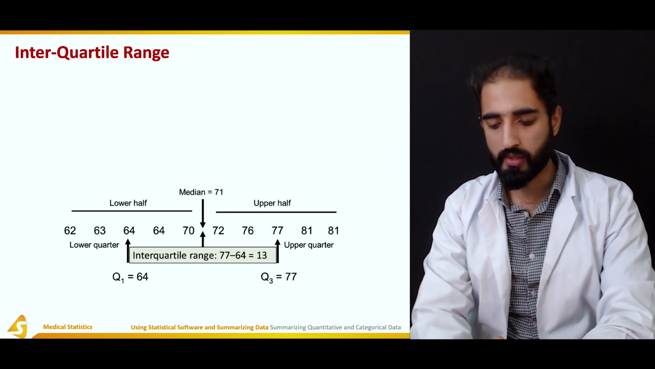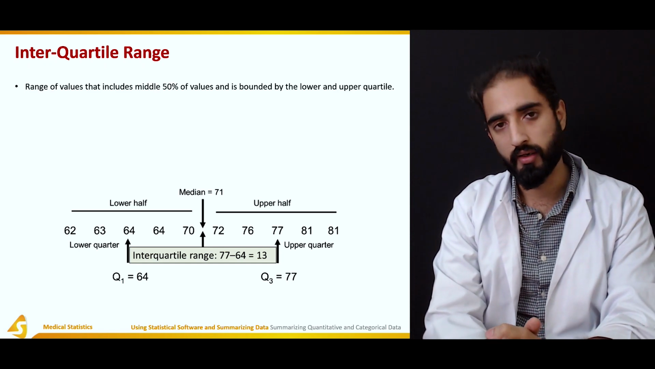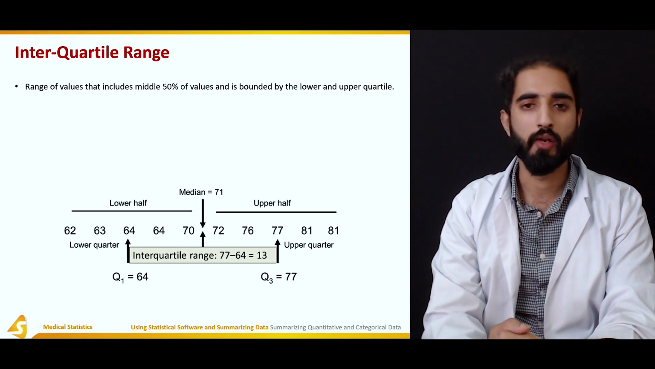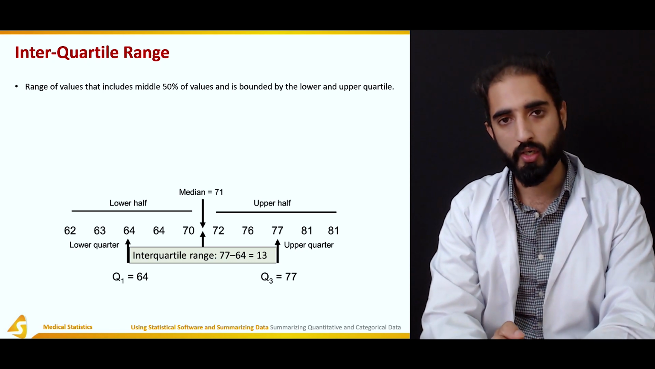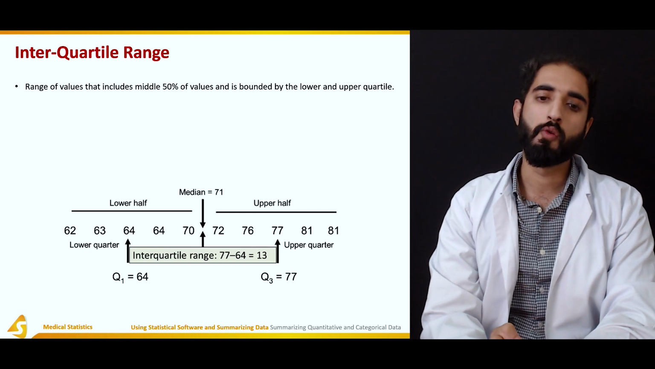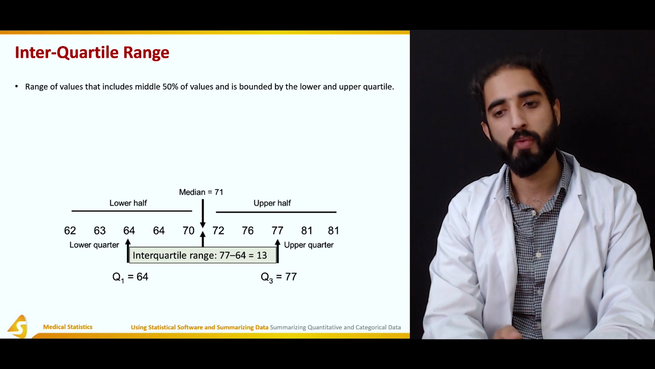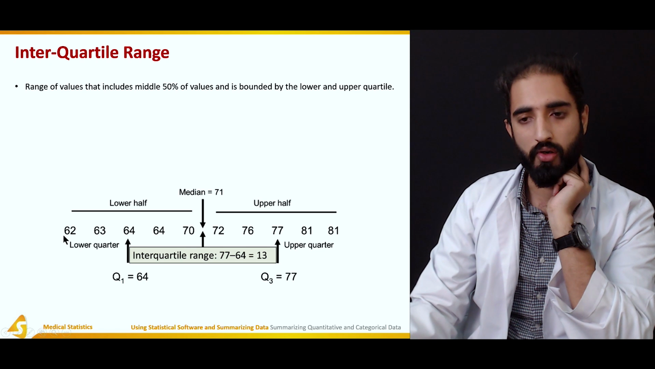Now, the interquartile range is also a measure of variability, which is usually reported when we are dealing with non-parametric analysis, and we are dealing with skewed distribution and abnormal distribution of data, and it is reported with the median as median plus minus interquartile range. It is the range of values that include the middle 50% of values and is bounded by the lower and upper quartile. So this is the lower quarter or the lower quartile.